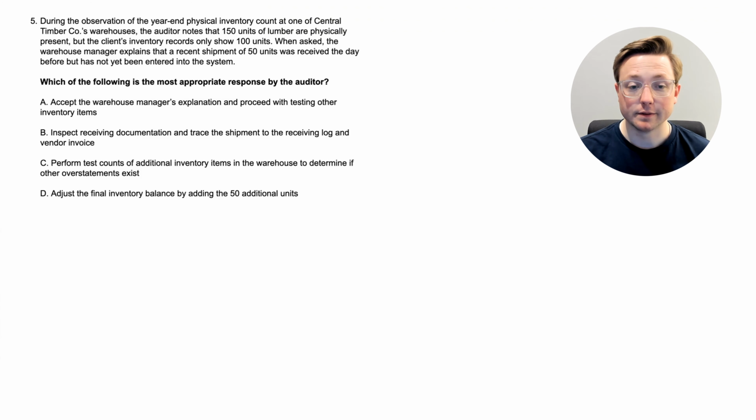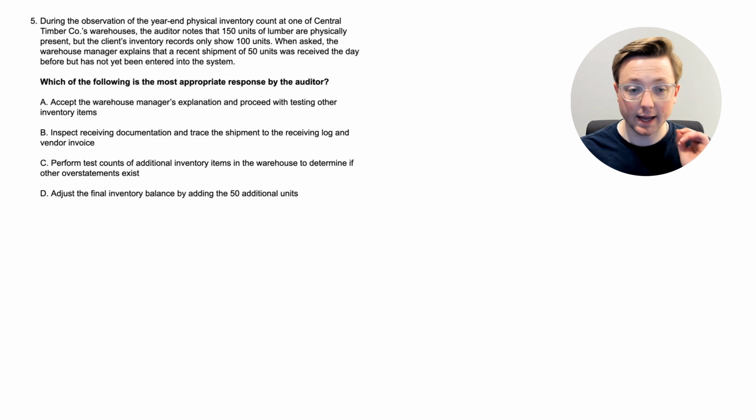Okay, here we are at question 5. Which of the following is the most appropriate response by the auditor? Let's go up to the top. During the observation of the year-end physical inventory count at one of Central Timber Co.'s warehouses, the auditor notes that 150 units of lumber are physically present, but the client's inventory records only show 100 units. When asked, the warehouse manager explains that a recent shipment of 50 units was received the day before but has not been entered into the system. So which of the following is the most appropriate response by the auditor?